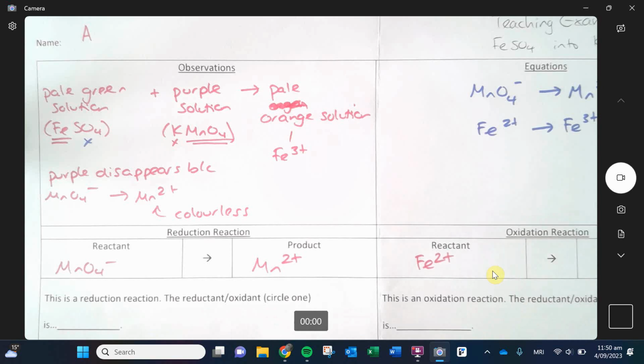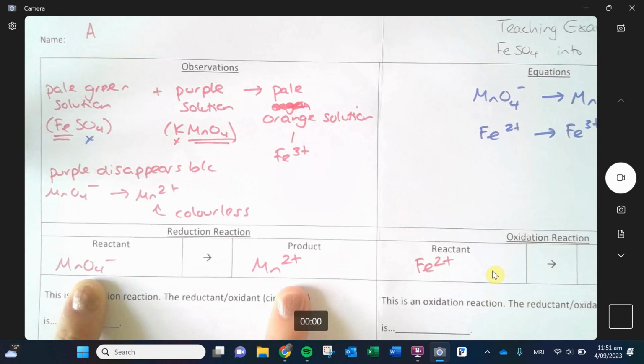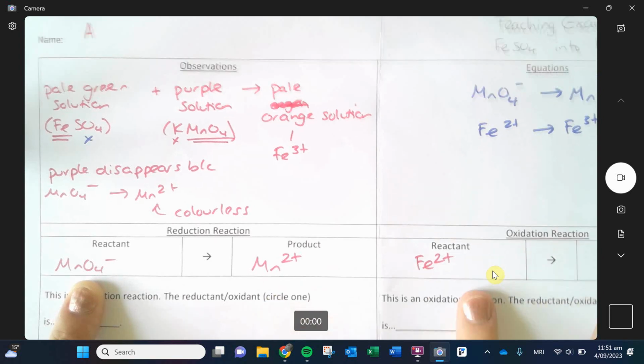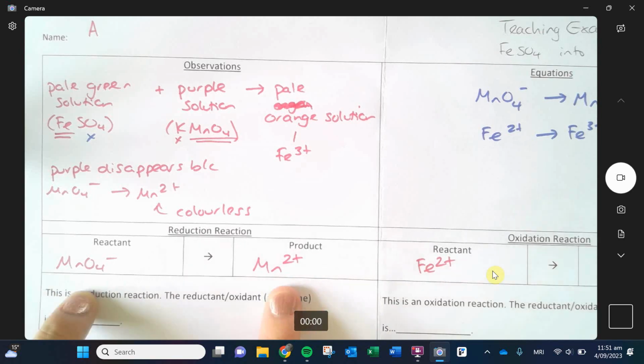Now, some of you are going to say to me, but Miss, this is a negative ion and it's going to a positive ion. Isn't that also oxidation? And the answer is no, this is not oxidation. You can only have one oxidation reaction and one reduction reaction. This is a reduction reaction, but I need to show you how we figure that out, and that's going to be using oxidation numbers.